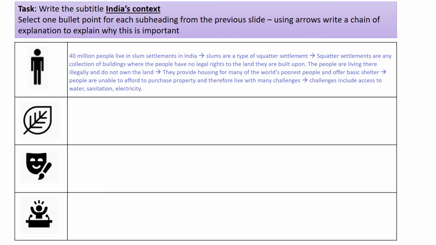Please now fill out the table. You again can use icons rather than write out those words again. You need to select 1 bullet point for each category from the previous slide and explain why that is important. I've given you an example for the social one, but you may choose to do a different social point.